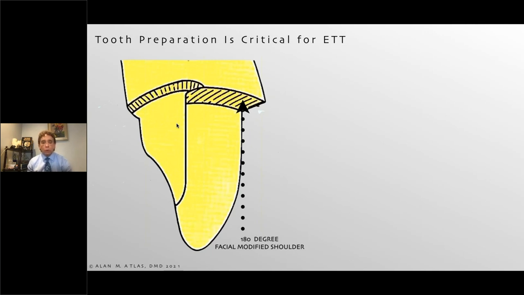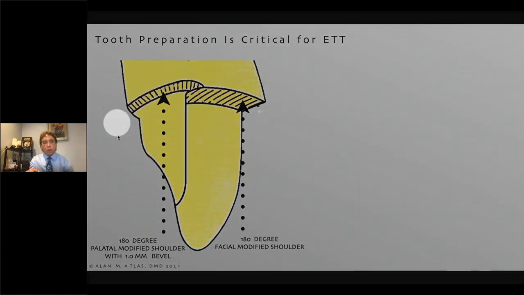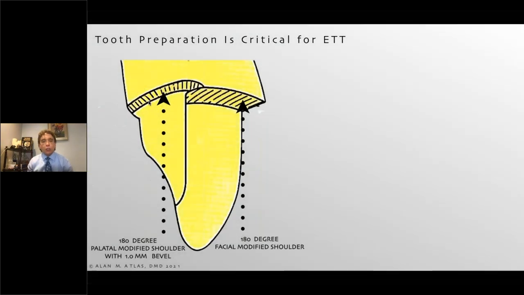But I like to use a modified shoulder, which gives me that rounded internal line angle and a flat butt joint. But on the lingual aspect, the other 180 degrees, I'll use the same shoulder, but with maybe a half a millimeter to 1 millimeter bevel, 180 degrees. What I'm doing here is I'm manufacturing an additional ferrule.